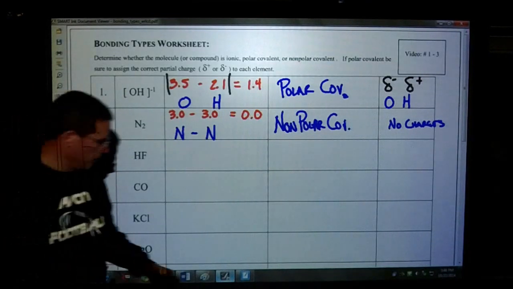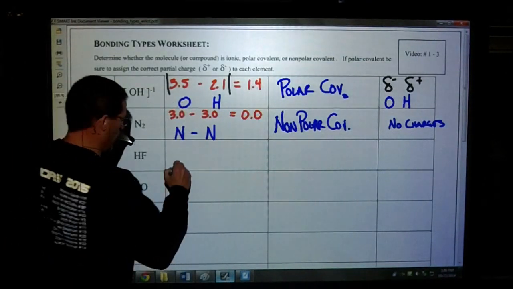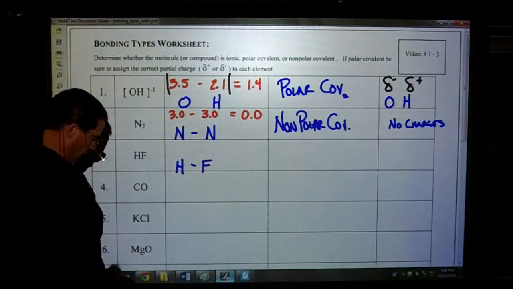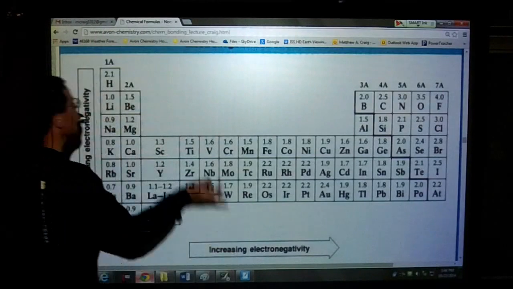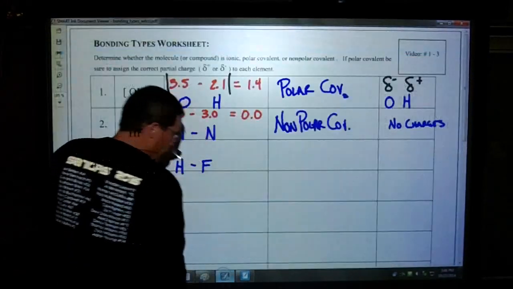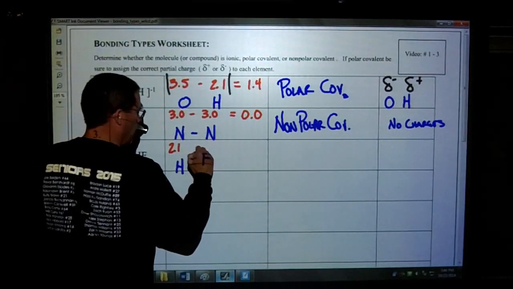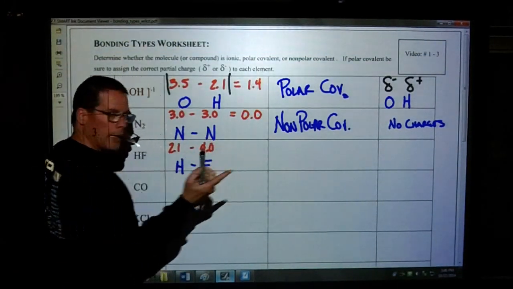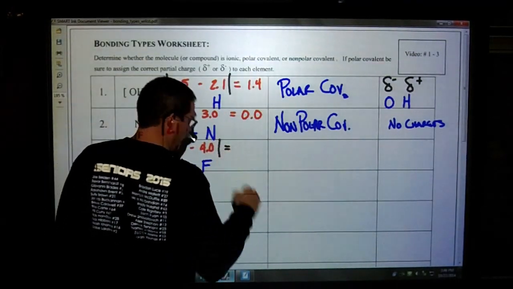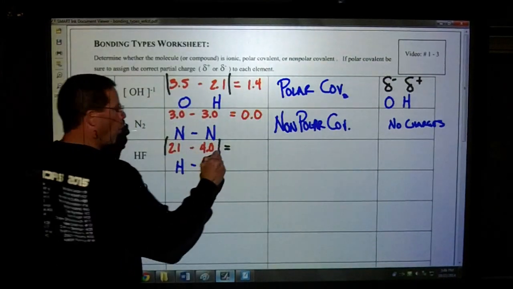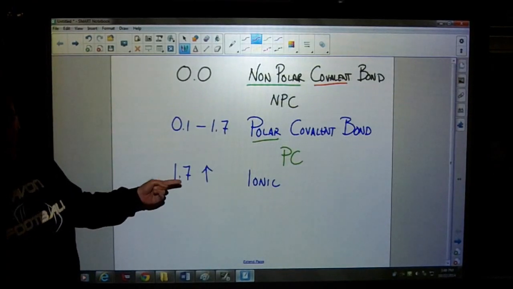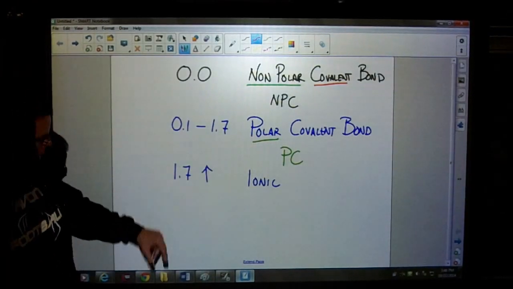So we have HF, and again I have my hydrogen and my fluorine. The electronegative value for hydrogen, again, is 2.1. Fluorine is 4.0. So what do I do? I write 2.1 minus 4.0. And again, since this time it would give us a negative value, let's take the absolute value of that, and it gives us a value of 1.9. So again, 1.9 is greater than 1.7. We are looking at an ionic compound.